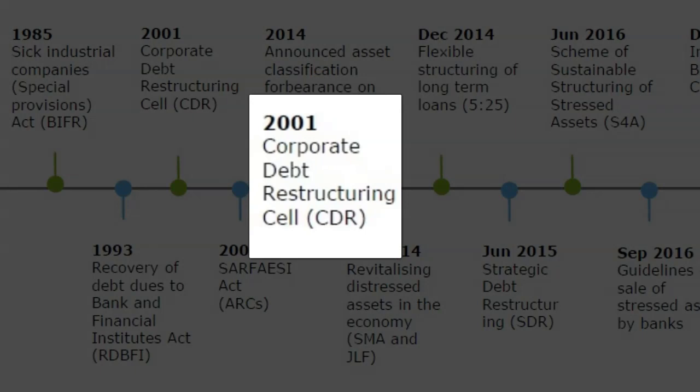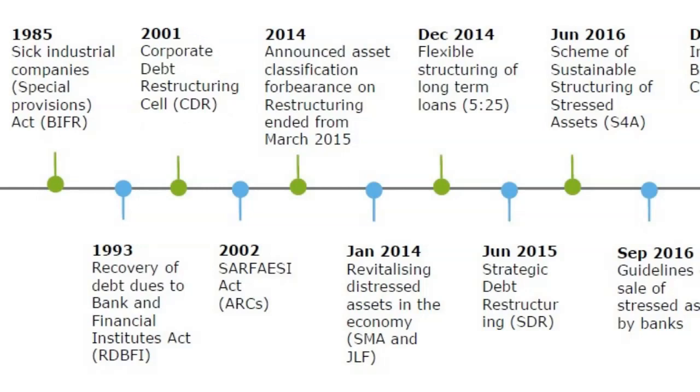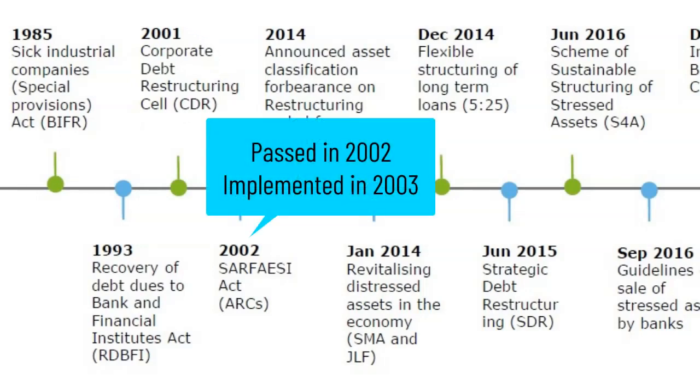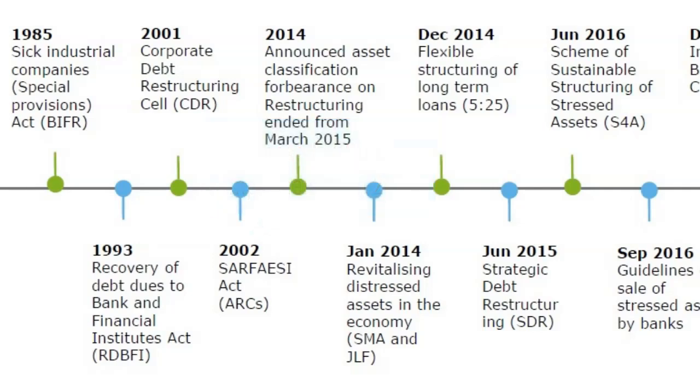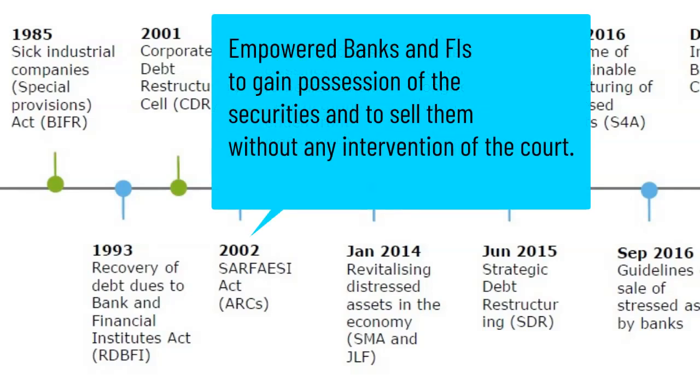In 2001, corporate debt restructuring was introduced by RBI to restructure the debts of corporates having potential to turn around. Thereafter, in 2003, the Securitisation and Reconstruction of Financial Assets and Enforcement of Security Interest Act was introduced. This new legislation became a game changer as it empowered banks and FIs to gain possession of the securities and to sell them without any intervention of the court.